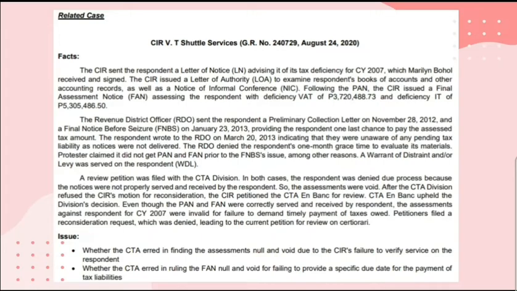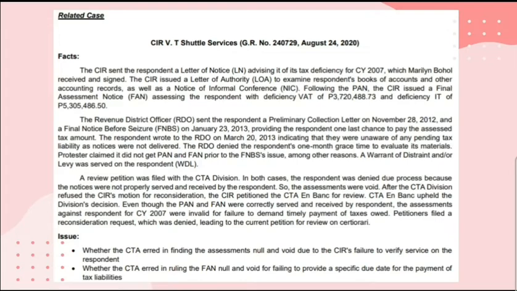On May 2, 2013, respondent filed a petition for review with the Court of Tax Appeals Division, which was granted on August 30, 2016, cancelling and setting aside the final assessment notice, including the attached assessment notices for deficiency income tax and value-added tax, and the warrant of distraint and/or levy.